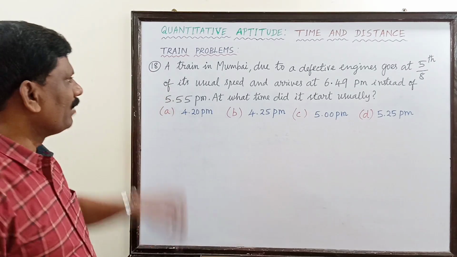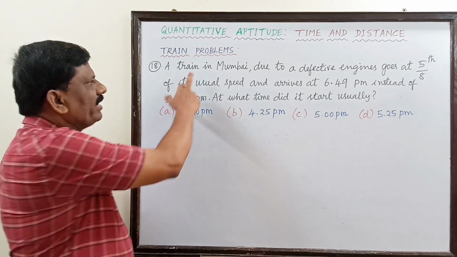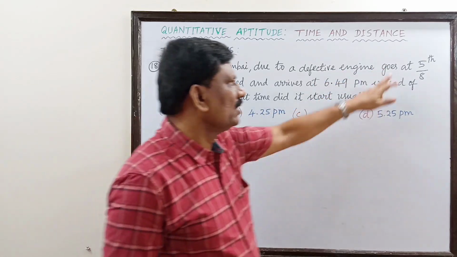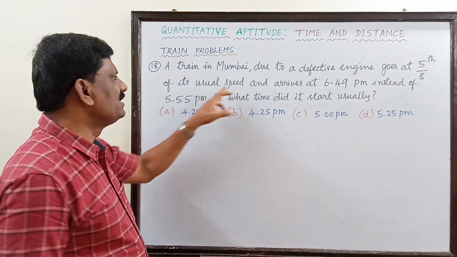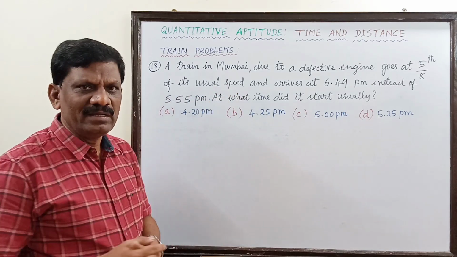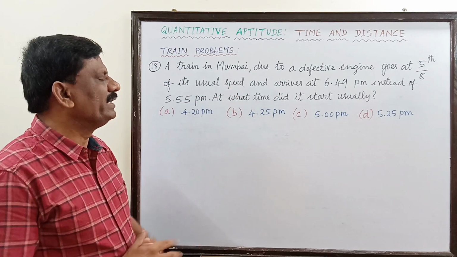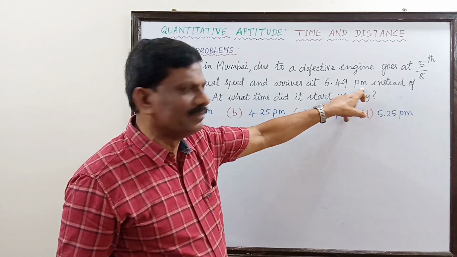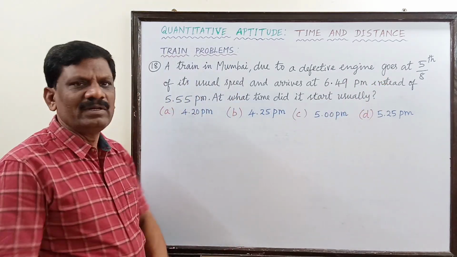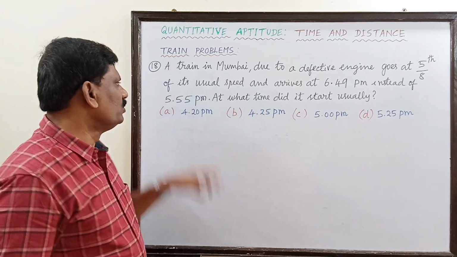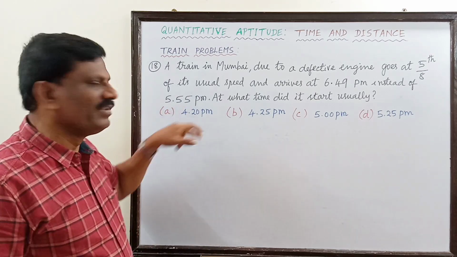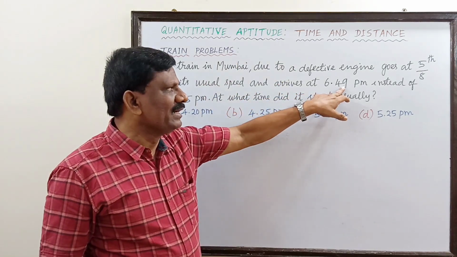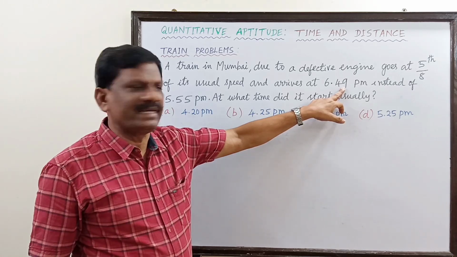Hi students, problem number 18. A train in Mumbai, due to a defective engine, goes at 5/8 of its usual speed. It is going slowly and arrives at some other railway station at 6:49 p.m. instead of 5:55 p.m. So the usual reaching time is 5:55, but due to its slowness, it is arriving at 6:49 p.m. So it is late by some time.